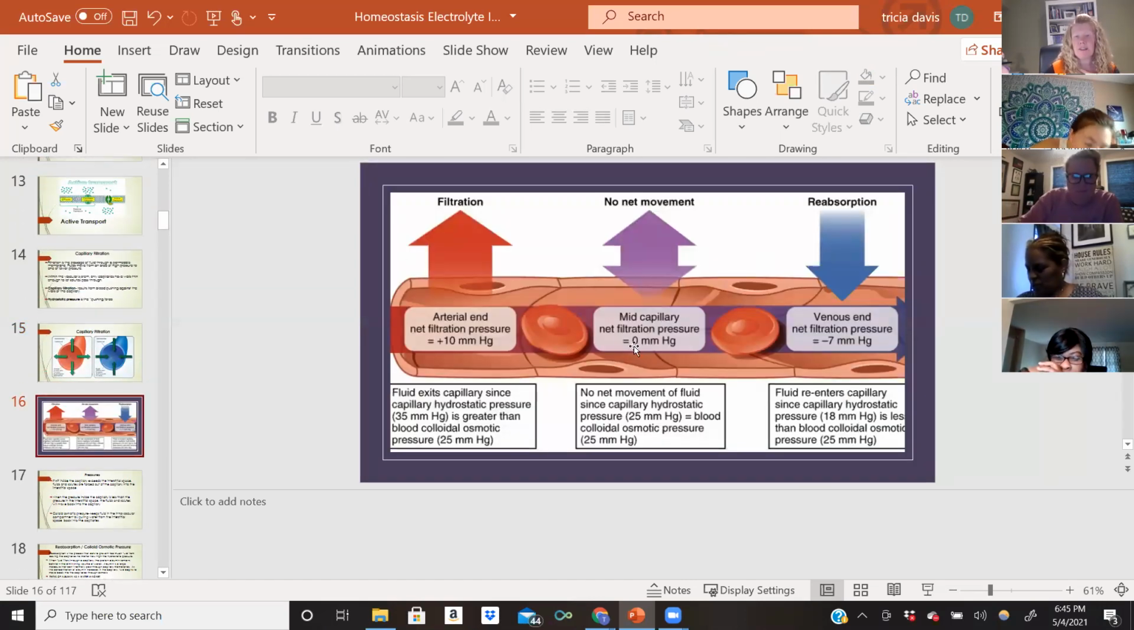This is just another example of how the arterial end has that positive pressure. It's going to force things. This picture right here in the middle is our artery. It's going to push that filtration out because that hydrostatic pressure is going to be positive. And then resorption happens on the venous end because it's that negative pressure. So anything outside the capillary is going to re-enter into the venous end.